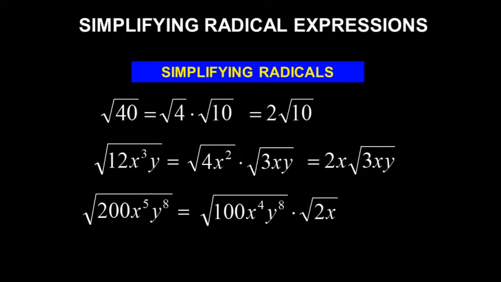So therefore, you can factor the square root of 200x raised to 5 times y raised to 8 as the square root of 100 x raised to 4 y raised to 8 times the square root of 2x. Simplifying this one, the square root of 100 is 10. The square root of x raised to 4 is x squared; simply divide 4 by 2. The square root of y raised to 8 is y raised to 4. Times the square root of 2x. So 2x here is already in the simplified form of your radical expression.